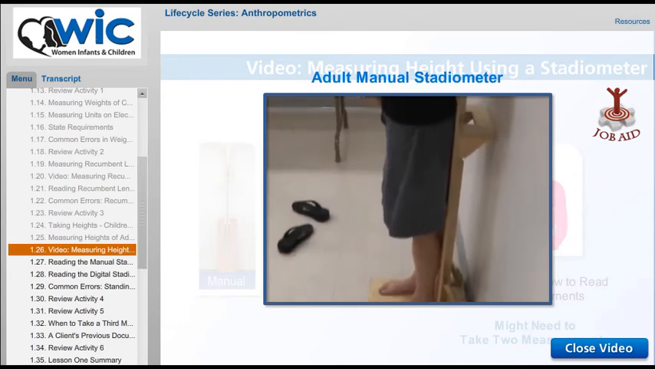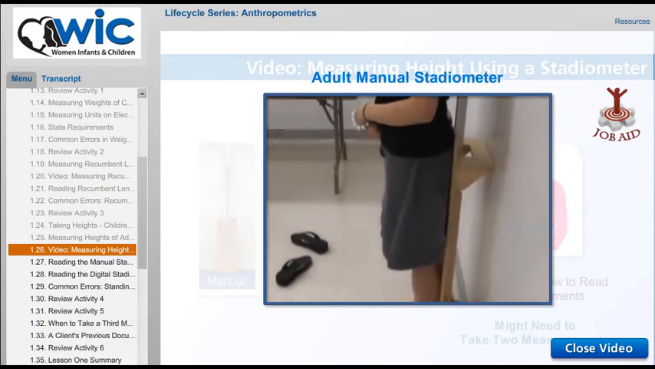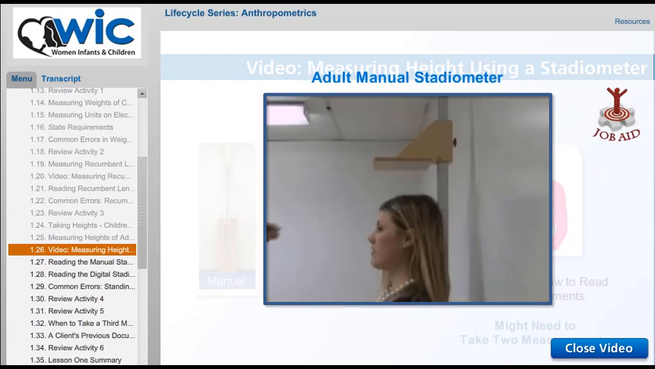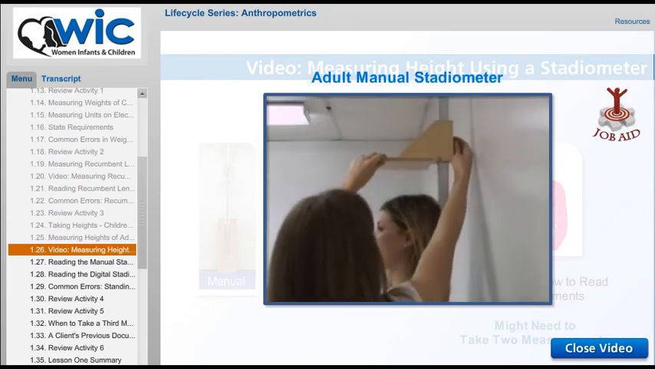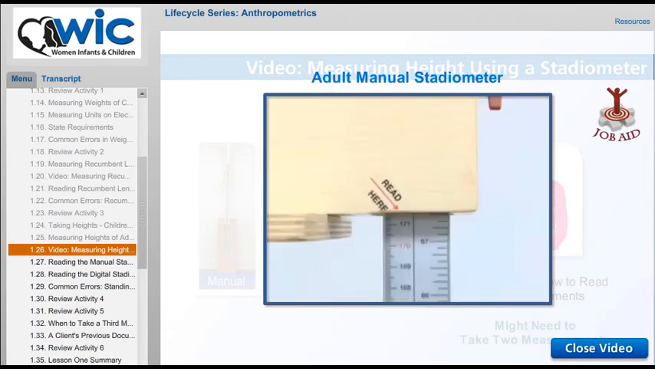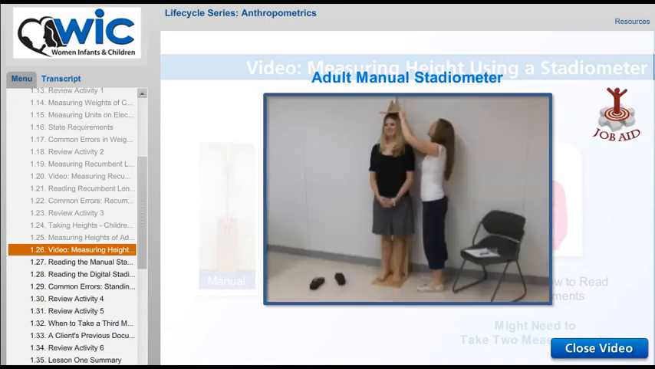Have the client stand under the headboard. Make sure the client's heels, buttocks, shoulders, and head are all flat up against the vertical beam before lowering the headboard. This will ensure an accurate measurement. Loosen the wing nut that holds the headboard in place, then lower the headboard gently onto the client's head and retighten the nut. Read the measurement at the read here arrow or designated line to the nearest 1/8 of an inch. 2 measurements are required to ensure accuracy.